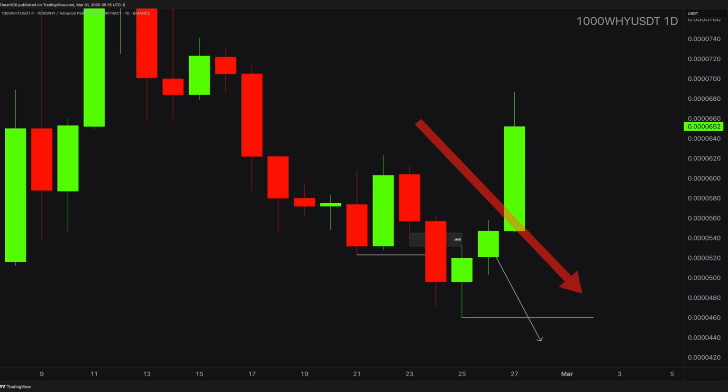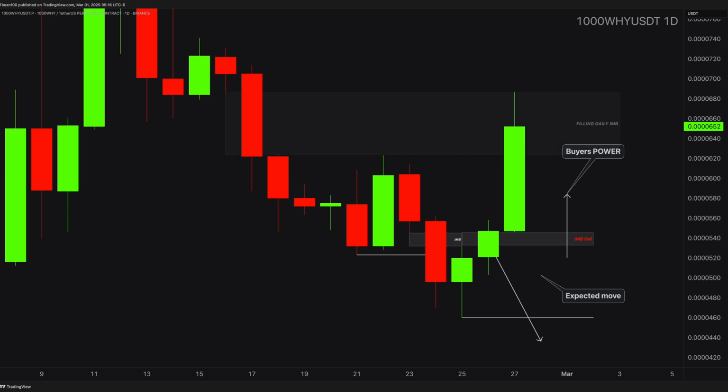By taking new lows, sellers were in control here. With this imbalance area, the expected move was downwards, the logical continuation of the trend. But the imbalance strongly failed, as you can see. So buyers started to fight back. They were trying to push the price to this daily imbalance as a target. So this move here made this coin the top gainer recently.